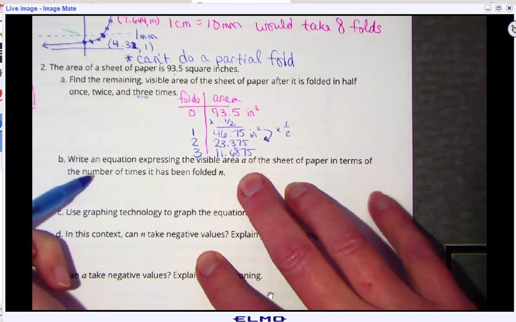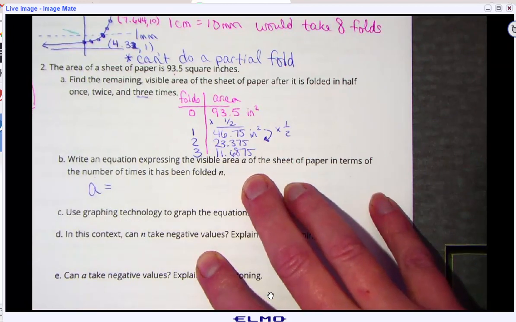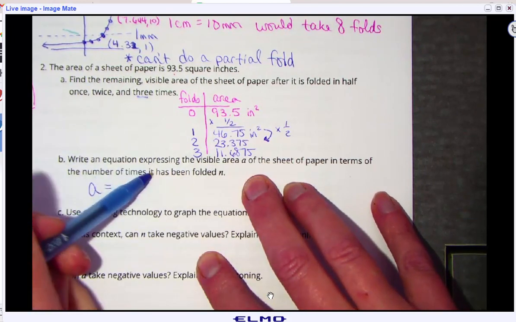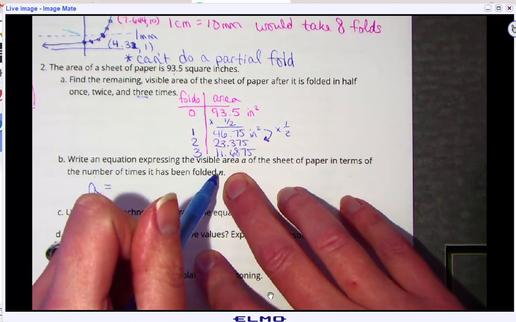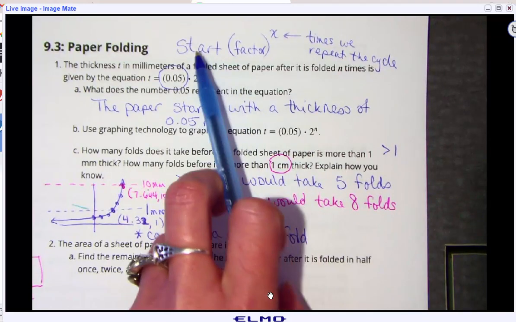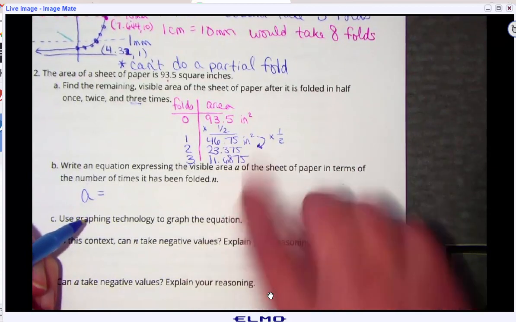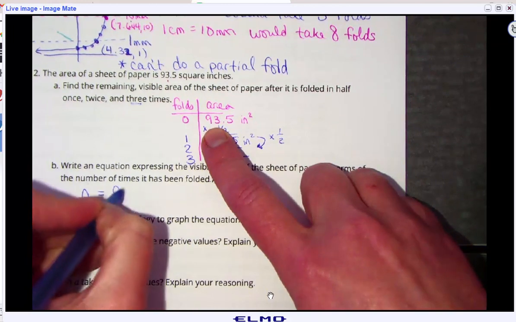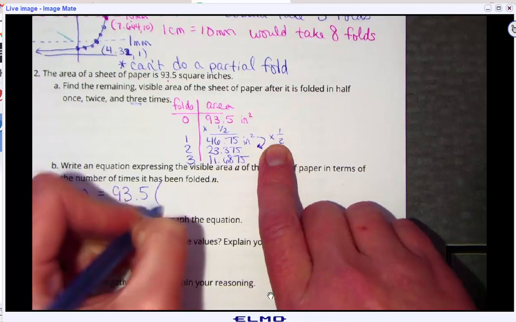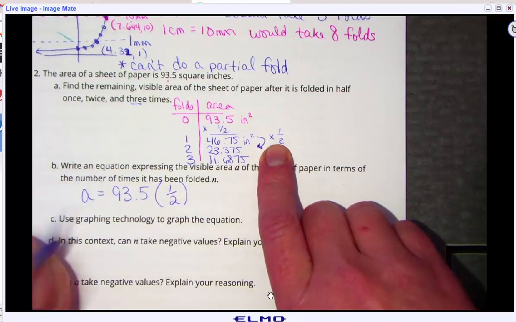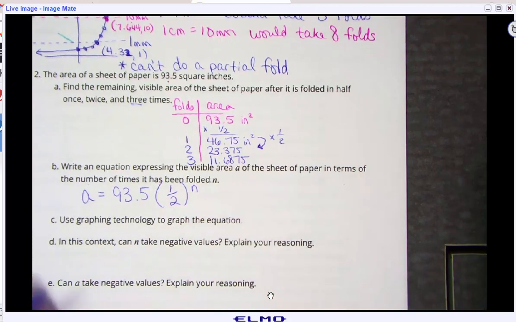So if we're writing an expression for the visible area A, our output, in terms of the number of times it has been folded, N. Well, we need to go back to our idea up here. We need a starting amount and a factor raised up to the number of times we're folding it. And we start with a paper that is 93.5 square inches. We found our multiplier. That's our factor, 1/2. And we're doing it every single time we fold that paper, so we're going to raise it up to the nth power.